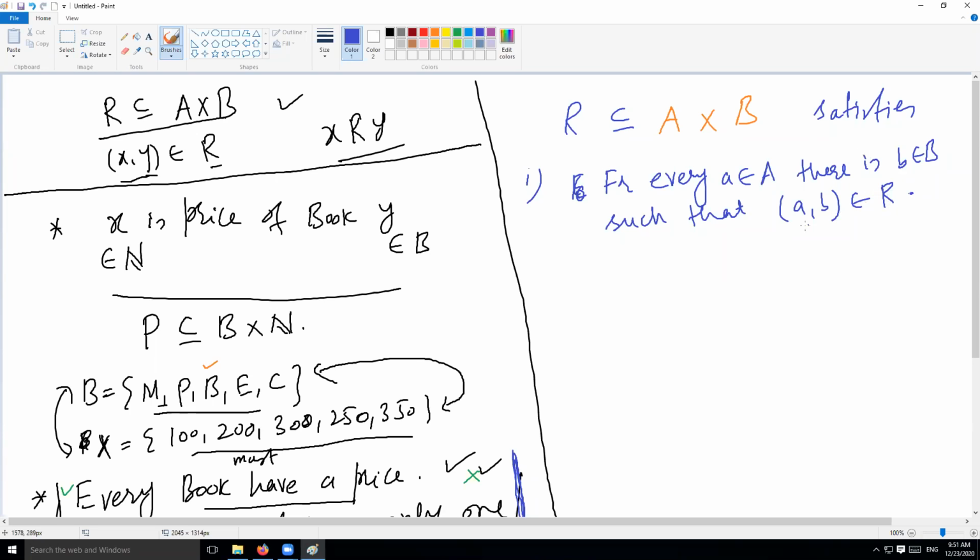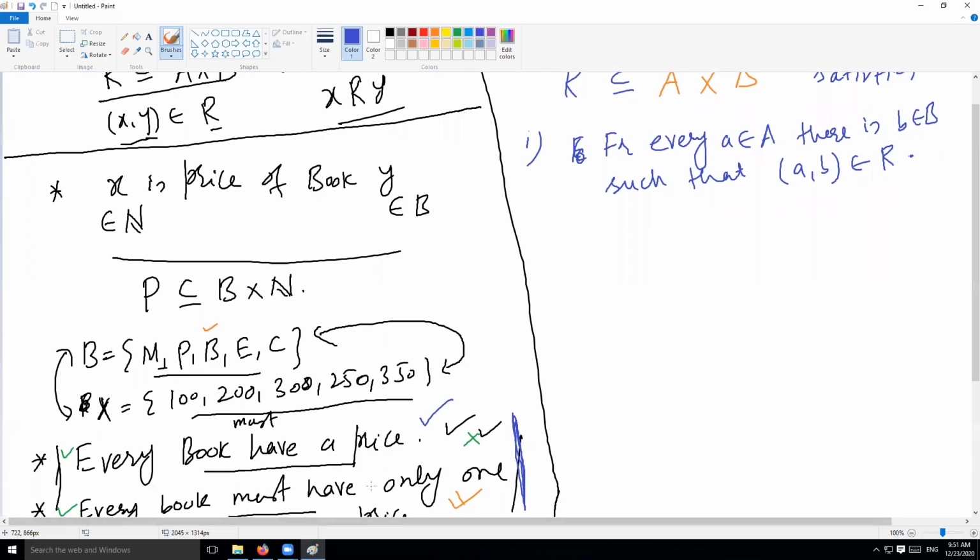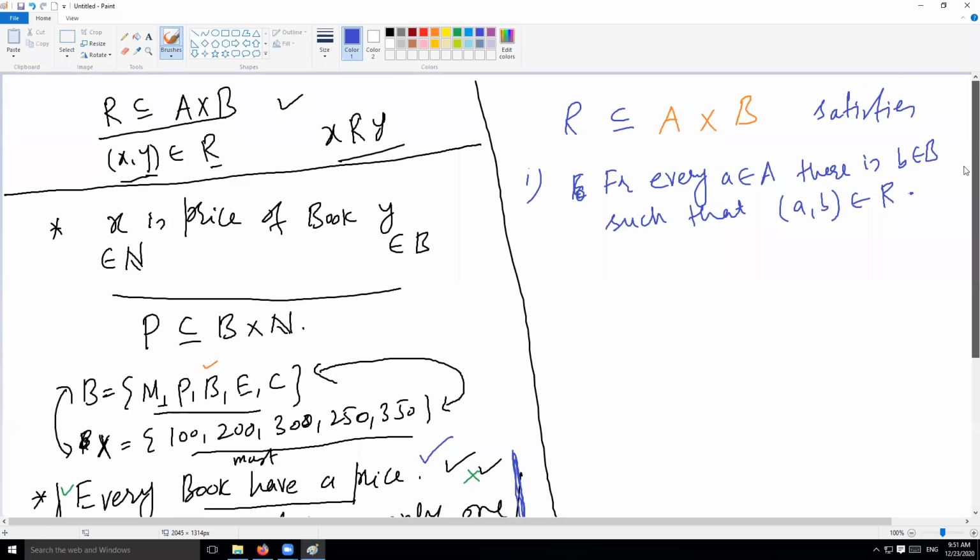Okay? So is it an analog of this first condition? As I was saying, every book has a price. So every book is in relationship with some price. Here I'm saying that for every A, there is a B in B such that A and B are in relationship R.